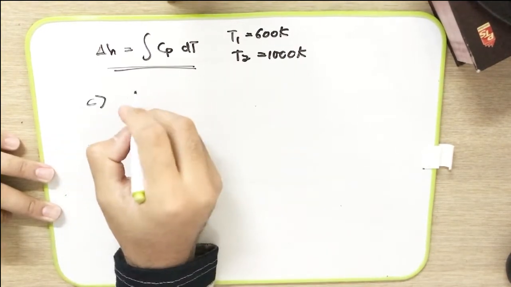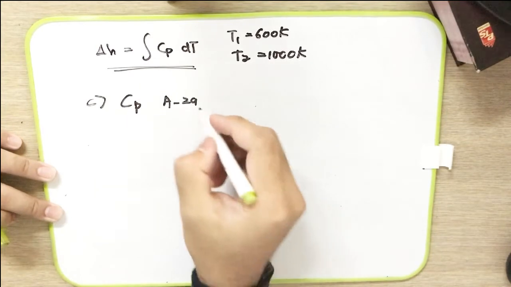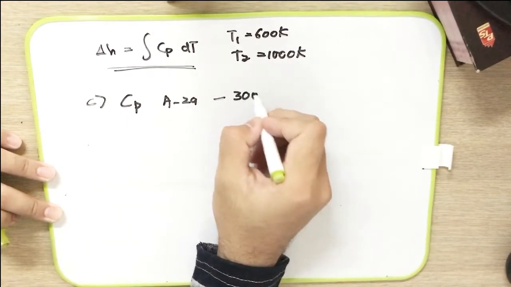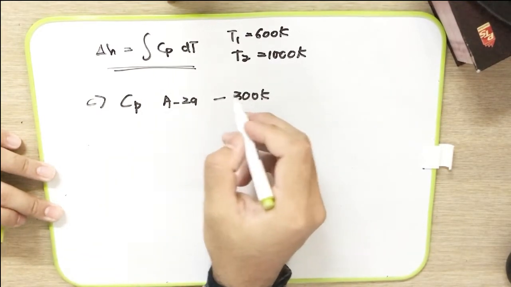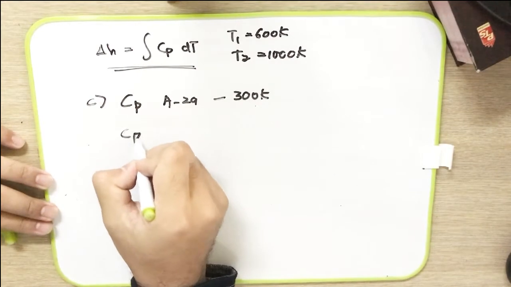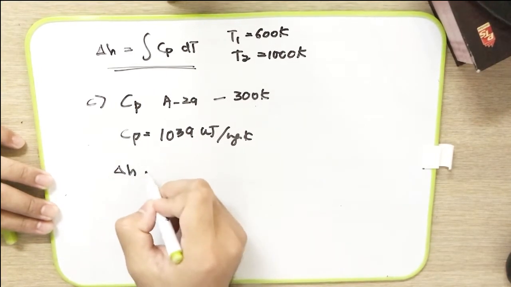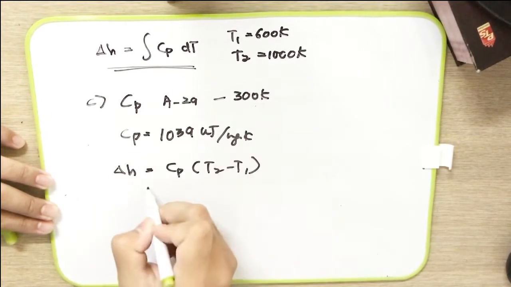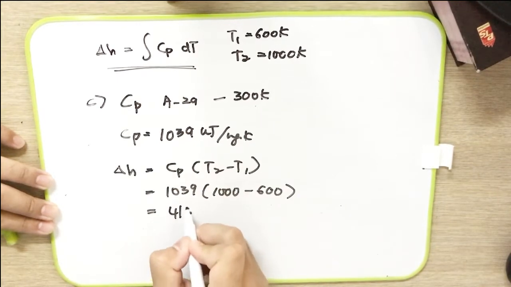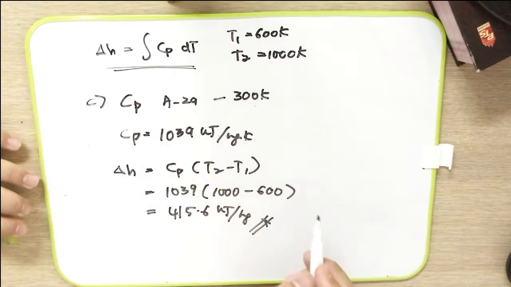For C, we need to use the value for Cp from table A-2A. Because this table A-2A is available for 300 Kelvin, we just take the Cp at 300 Kelvin for nitrogen. So the Cp is equal to 1.039 kilojoule per kg Kelvin. So we just straight away calculate the delta H is equal to Cp times T2 minus T1. Then we will get 415.6 kilojoule per kg. So that's how we use table A-2A.